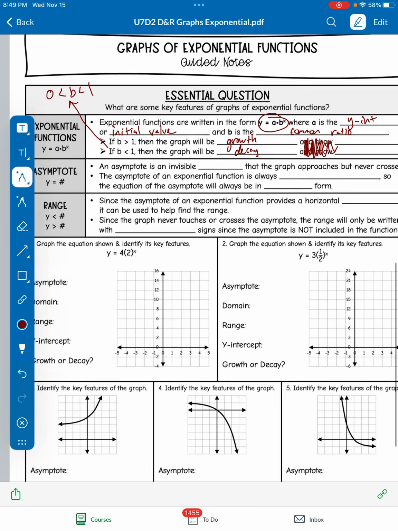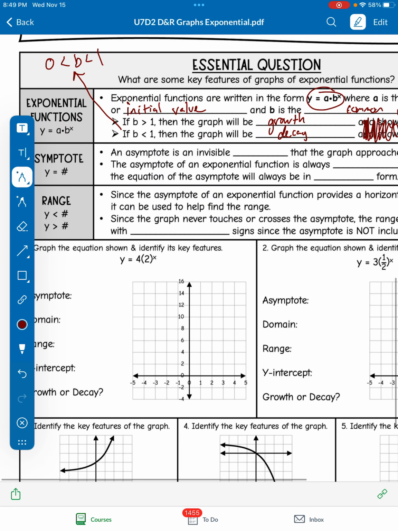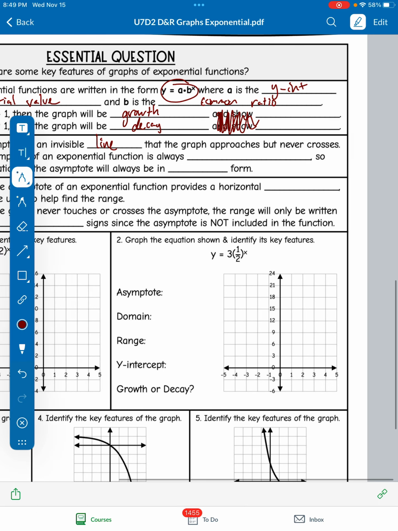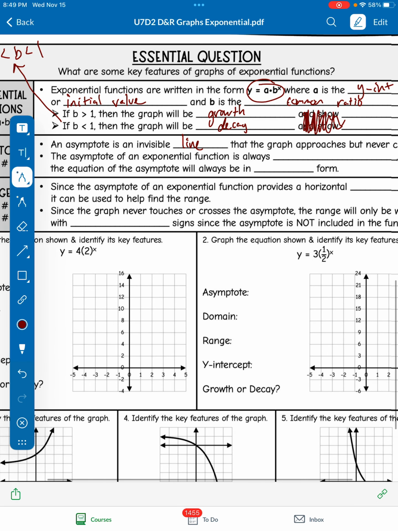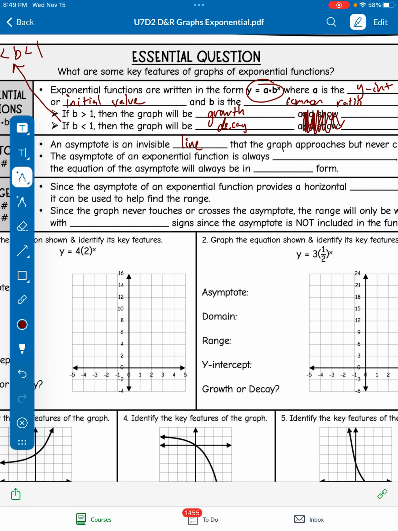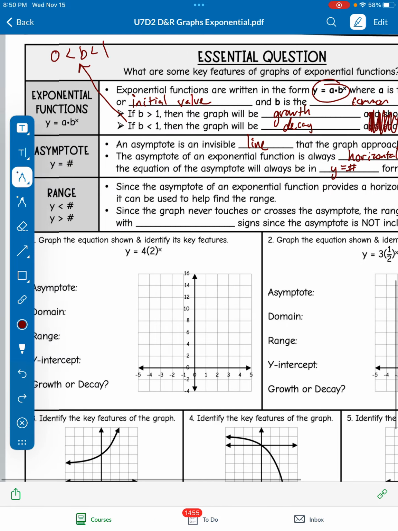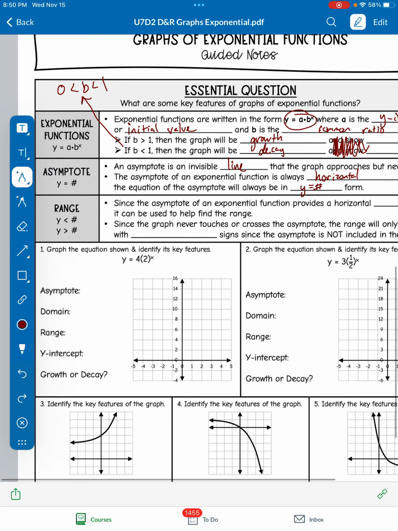All right, asymptote we talked about yesterday. An asymptote is an invisible line that the graph approaches but never crosses. The asymptote of an exponential function is always horizontal. We talked about that. And it will always be in the y equals a number form, right? You will be writing equations of asymptotes, y equals number. Mostly it'll be y equals 0, but sometimes it'll change, and we'll see some examples.